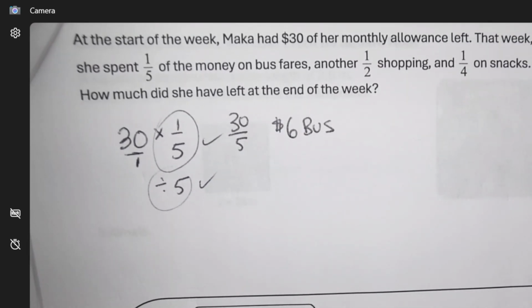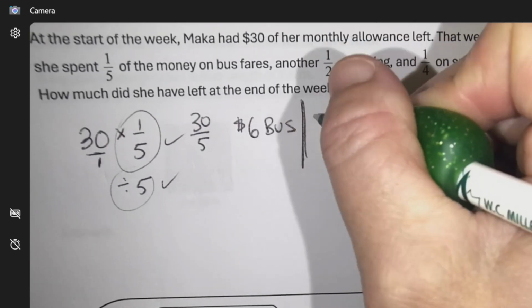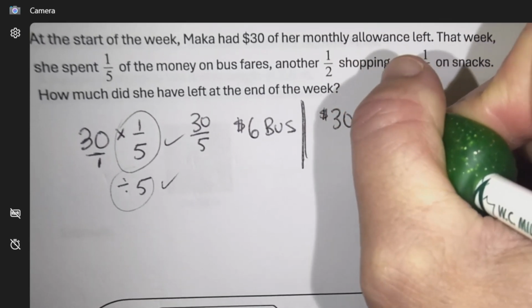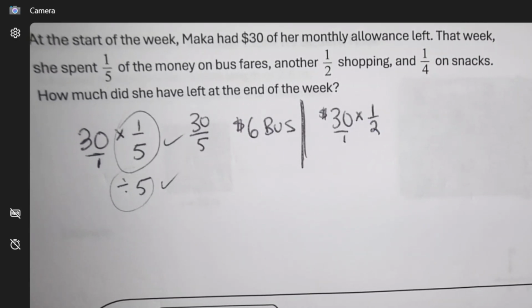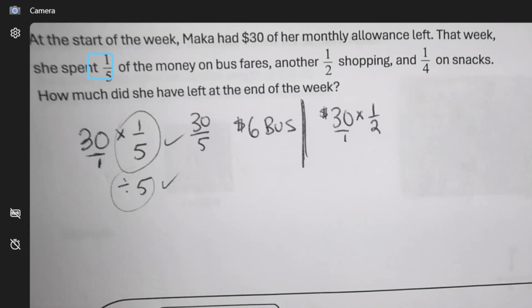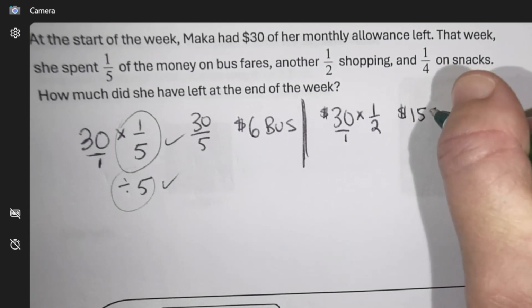Okay, so she spent $6 on her bus. $30 times a half. So what is really a half of 30, or what's 30 divided by 2? 15 on shopping.